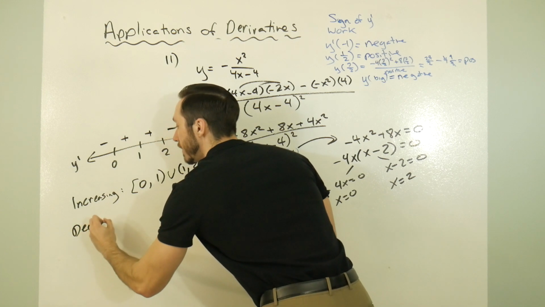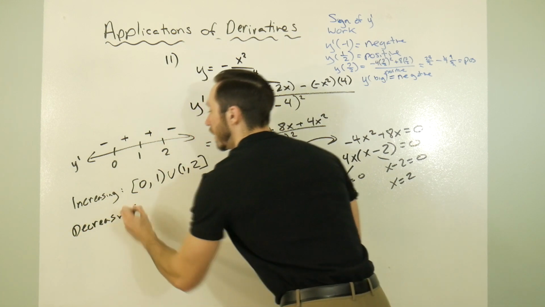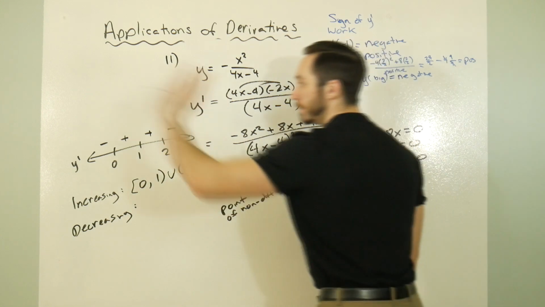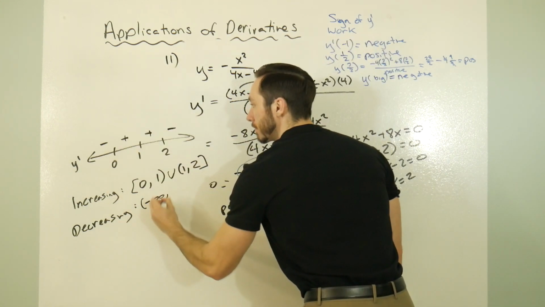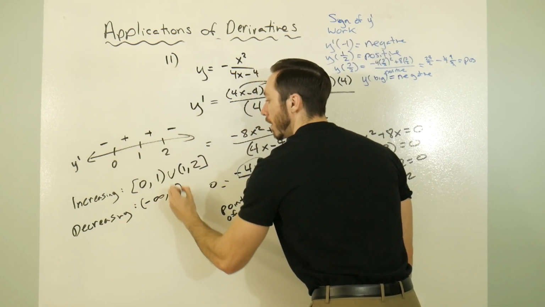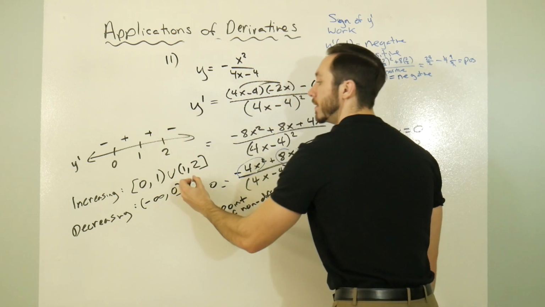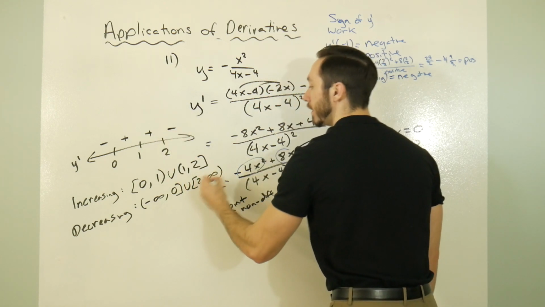And then for decreasing, it looks like we were from -infinity to 0, and then union 2 to infinity.